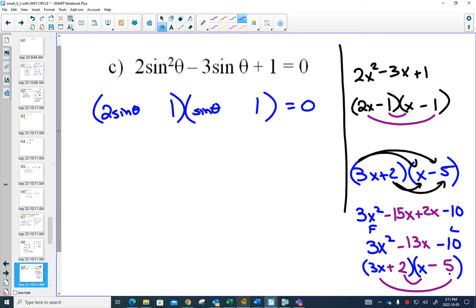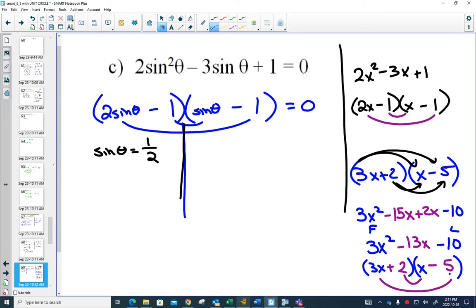Maybe I should use a different color. This one seems to be out of ink. We'll try black. Okay, so I'll split it right here. Can you see that if this is 2 sine theta minus 1, if this was equal to 0, then sine of theta would equal 1/2. And if this one was equal to 0, then sine of theta would equal 1.